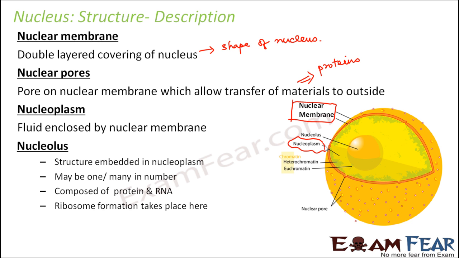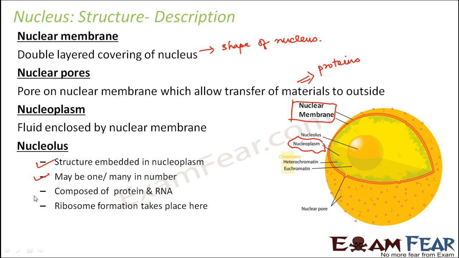Next is the nucleolus. All these structures, like the nucleolus, the chromatin and the chromosome, remain suspended in the nucleoplasm. So the nucleolus is a structure embedded in the nucleoplasm. As you can see here, the nucleolus is embedded in the fluid. It can be one or many in number. It is not necessary that one nucleus can have only one nucleolus. One nucleus can also have multiple nucleoli.